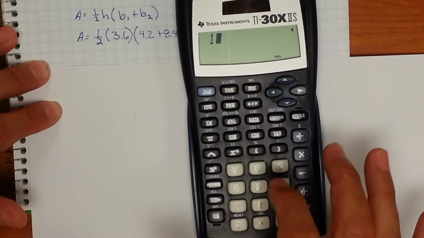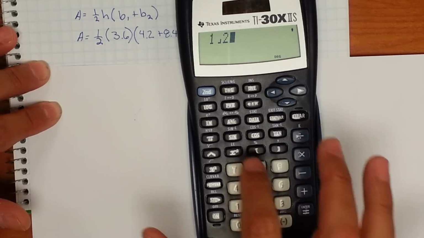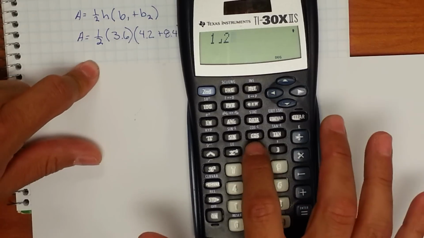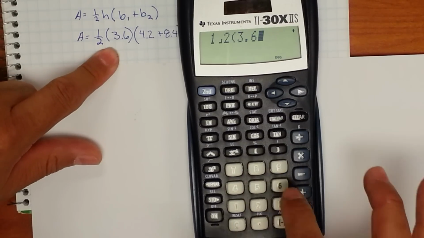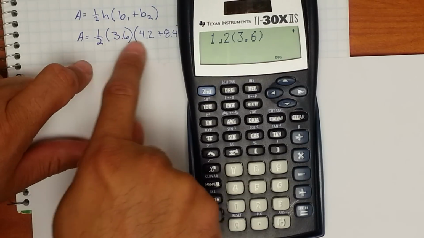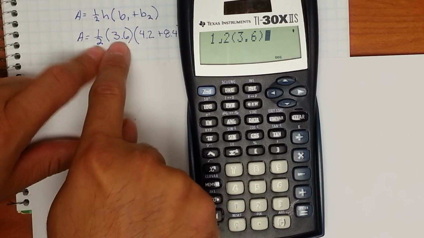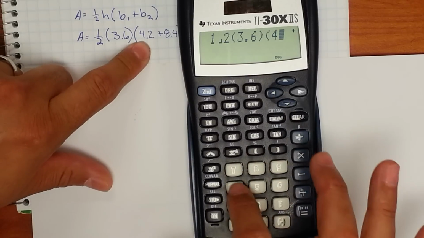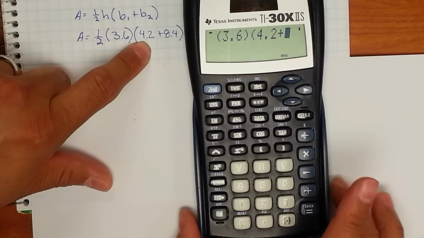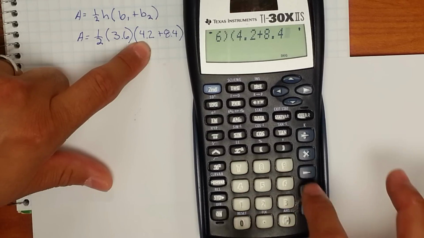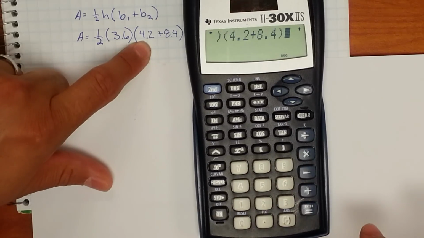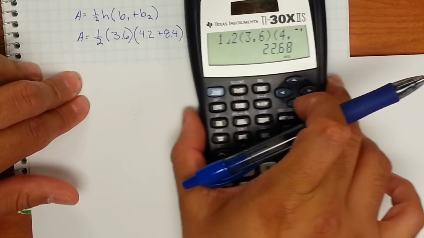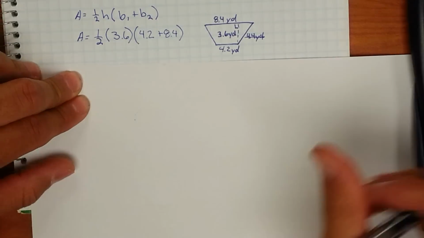So it's going to be 1/2. So 1/2, which is that button right there, it's the fraction button, parentheses 3.6, close. The parentheses is implying that there's going to be a multiplication happening in between those. Open parentheses 4.2 plus 8.4, close parentheses right there. So I have all that in there. Hit enter, and my area is going to be 22.68.